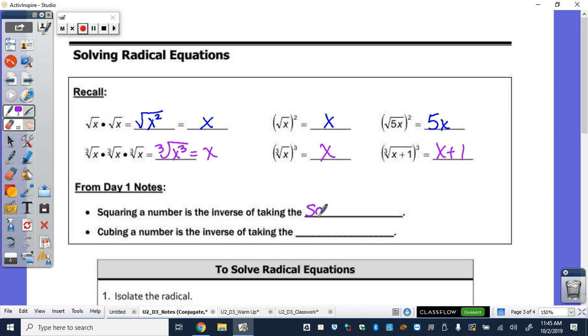So squaring a number is the inverse of taking the square root. And then cubing a number is the inverse of your cube root. Just kind of like addition and subtraction are inverses. They kind of cancel each other out. These things cancel each other out also: squaring and then square root, cubing and then cube root. What if I was taking the 4th root of something? What would cancel the 4th root out? To the 4th power. What would cancel the 5th root out? To the 5th power. So just whatever that index number is, whatever root you're trying to find, raising it to that exponent is what's going to cancel it out.